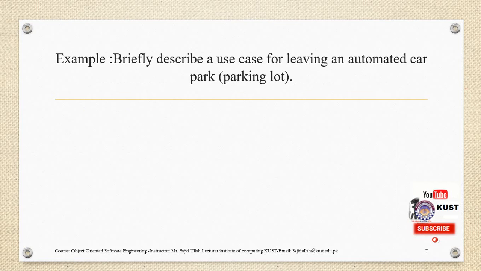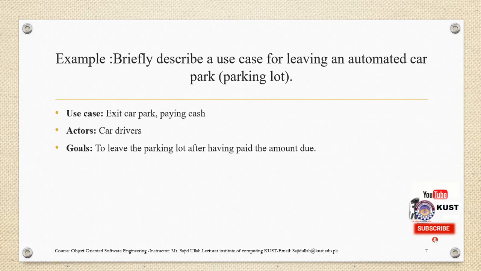Second is a briefly described use case for leaving an automatic car parking lot. For example, if you want to exit from an automatic car parking, then you have to write a use case for it. A briefly described use case means that you have to write all the sections of the single use case, including preconditions and summary. First is the use case name. It can be exit car park by paying cash. It means that you have to pay cash in order to exit from a car park.